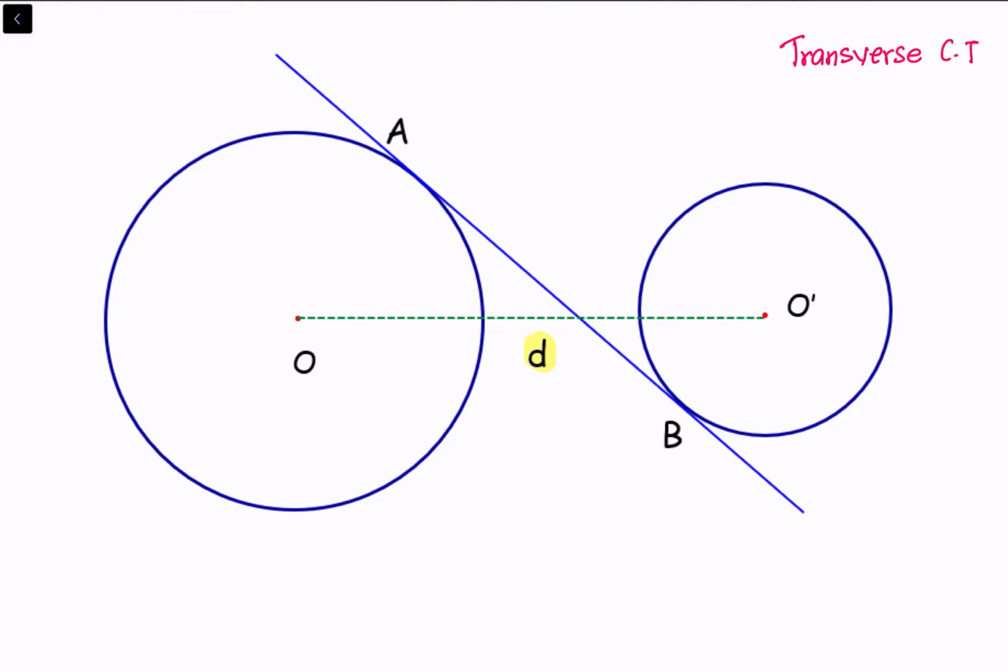To start with, we'll first draw the radius OA and O dash B. We know that the radius is perpendicular to the tangent. So this angle is 90 degrees, and this angle is 90 degrees.